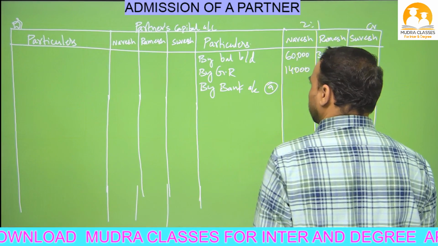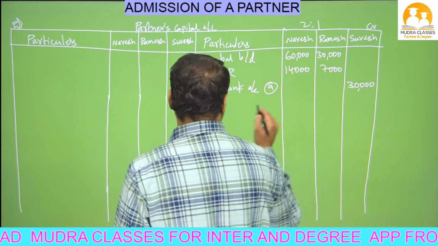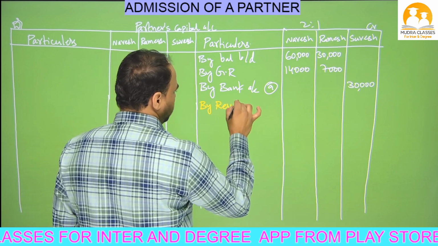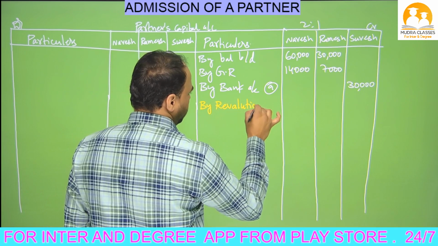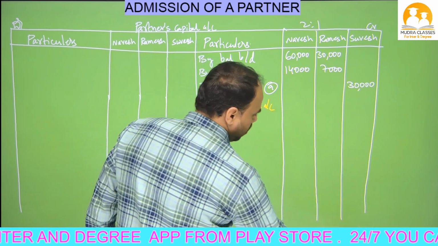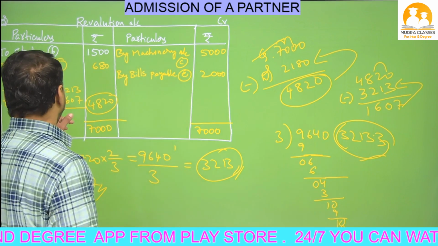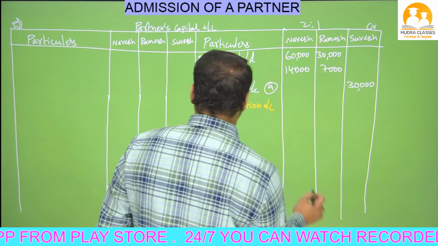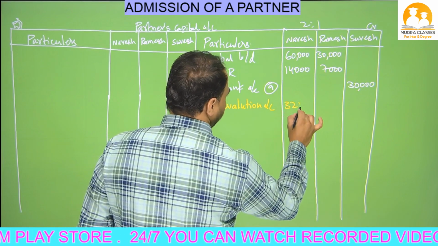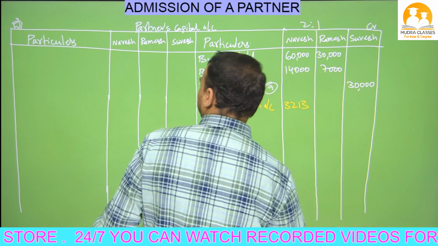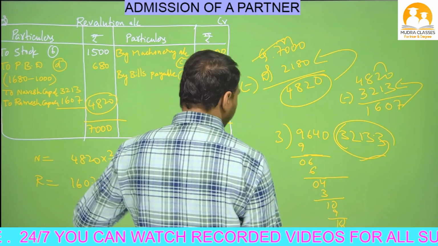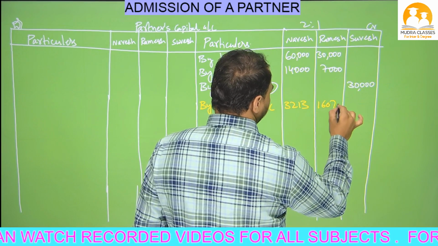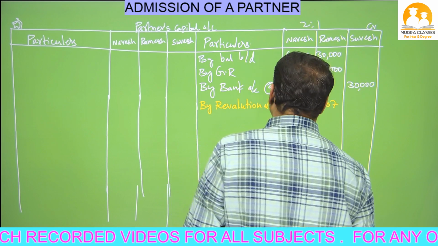So where is the partners' capital account? Here in the partners' capital account, on the credit side we have to write by revaluation account. How much profit did we get here? 3213 got by Naresh, and Ramesh got 1607. So 1607 here we have to write for Ramesh.